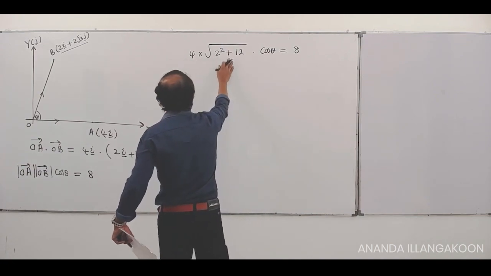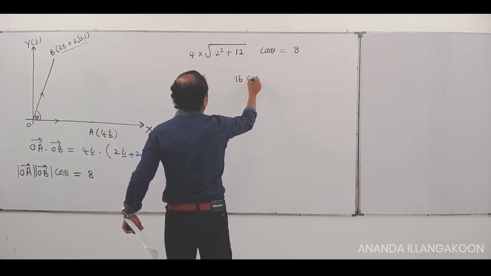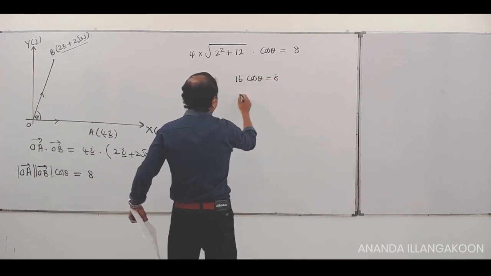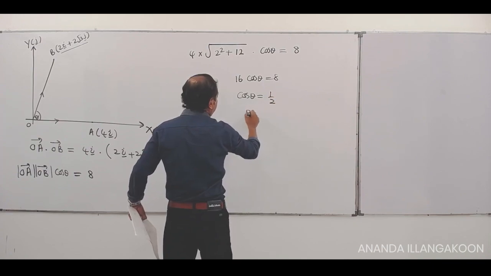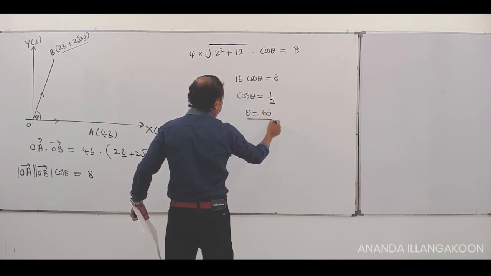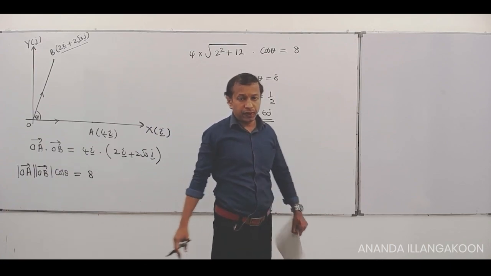Here then we get this 4 and this 4, 16 cos theta equals 8. Cos theta is 8 divided by 16, half. Theta equals 60. Correct, no? Theta equals 60.